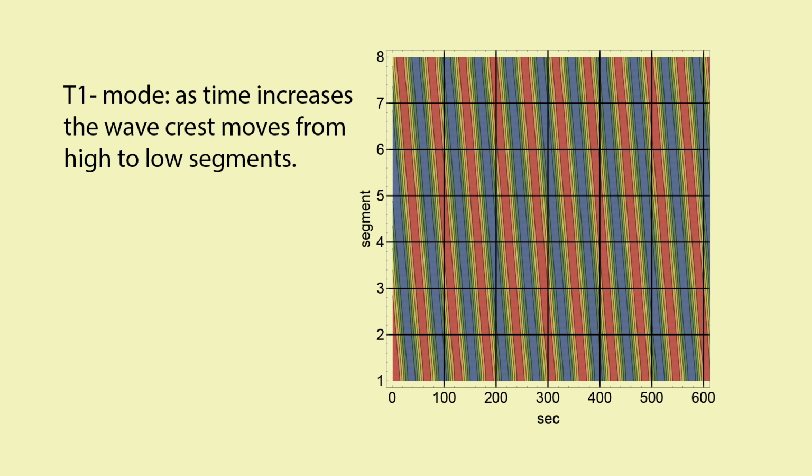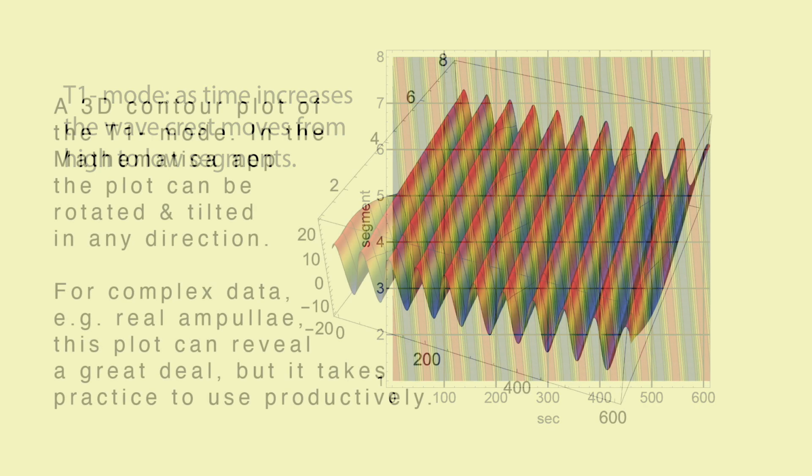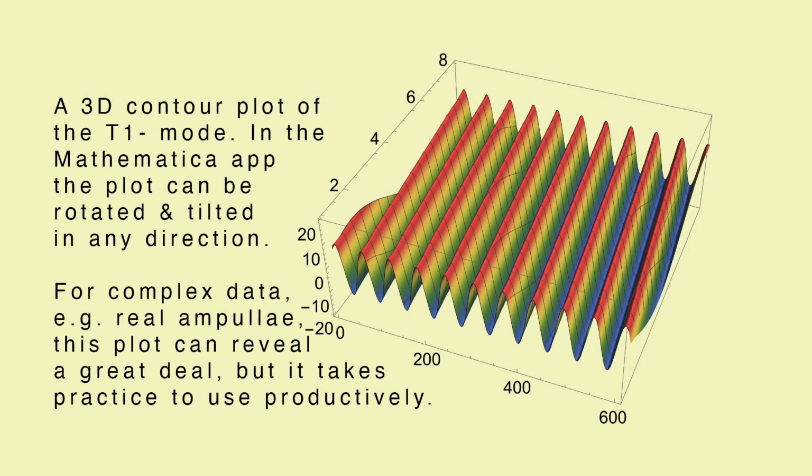This minus traveling wave moves from high to low segment index numbers. So as time increases, the crest moves down and to the right. Now a 3D view of the minus traveling wave.